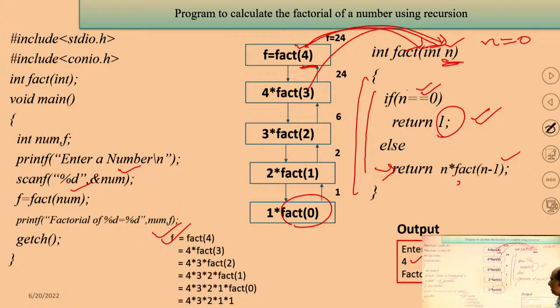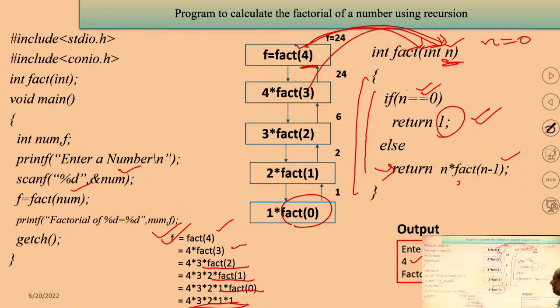This has been written over here also. Fact 4 called, fact 4 means 4 into fact 3 will be returned. Fact 3 will call 3 into fact 2, 3 into fact 2 will be returned. Fact 2 will call 2 into fact 1, fact 1 will call 1 into fact 0, and fact 0 will return 1, and finally this value will be popped from the stack, and it will return back to the f as 24, and that 24 will be printed.